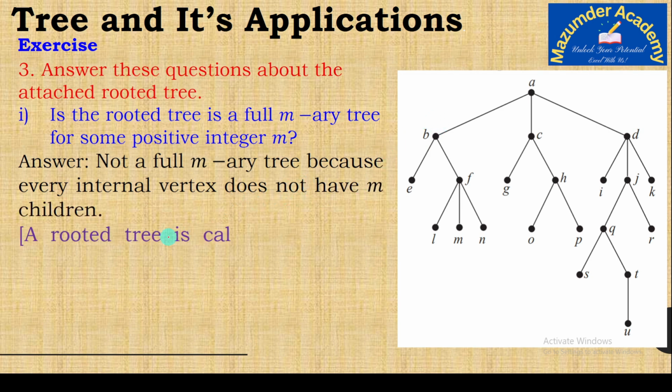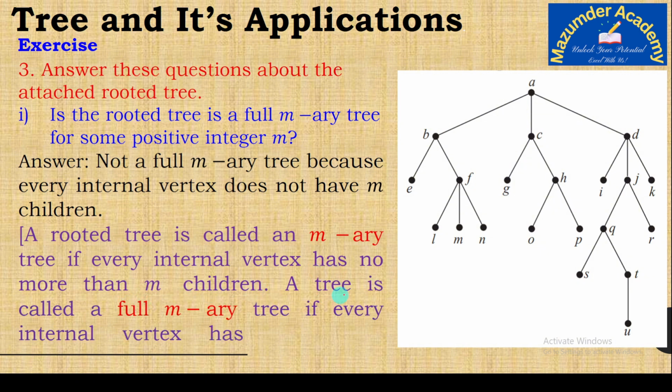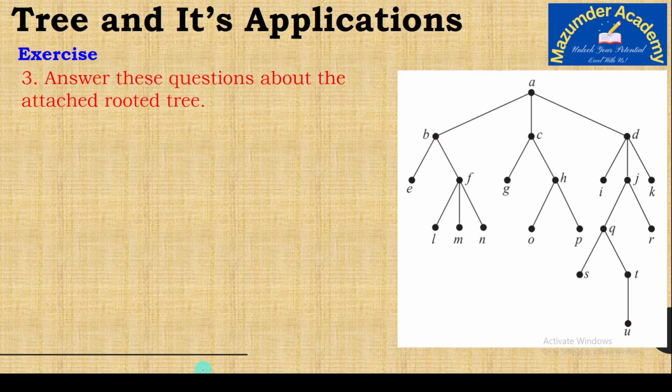Now, some definitions. A rooted tree is called an m-ary tree if every internal vertex has no more than m children. A tree is called a full m-ary tree if every internal vertex has exactly m children. And as I said before, if m equals 2, then it is called a binary tree. That means if there are exactly 2 children, then it is called either a full binary tree or a binary tree, depending on the definitions.